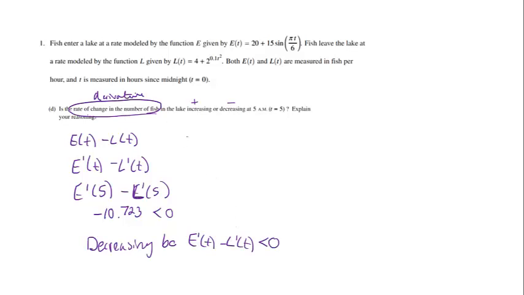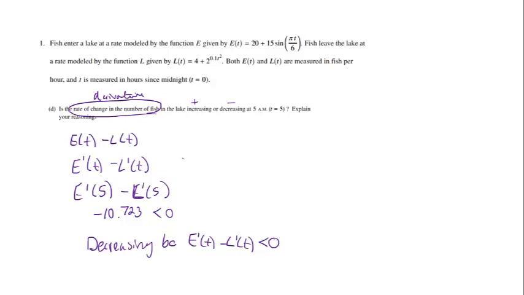I just want to clarify, why didn't I just do E of t minus L of t, or find E of 5 minus L of 5? If the problem would have said, is the number of fish in the lake increasing or decreasing, then I would use E of t and L of t. But since it said the rate of change in the number of fish, that's why I had to go an extra derivative. So hopefully that makes sense to you.